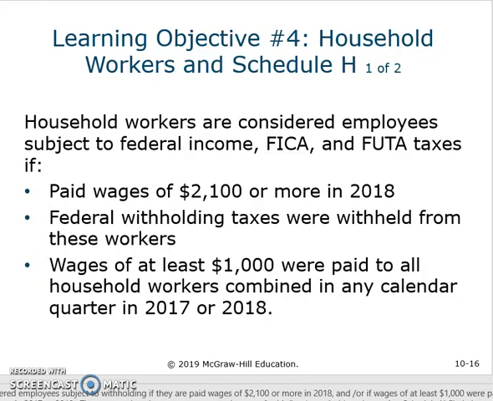So the next tax thing that can come up with payroll taxes are household workers. Household workers are considered employees and are subject to federal income, FICA, and FUTA taxes. If they are paid wages of $2,100 or more in 2018, there were federal withholding taxes withheld from these workers, and they had wages of at least $1,000 paid to any combination of the household workers in any calendar quarter in 2017 or 2018.